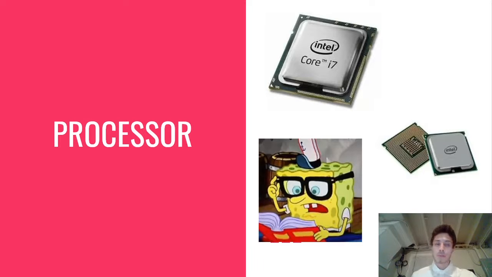Then we have the processor. It's the central processing unit of a computer, and without it nothing really works. Almost everything you do on a computer will have to be computed by the CPU in some way, so having a fast CPU will make your PC faster.